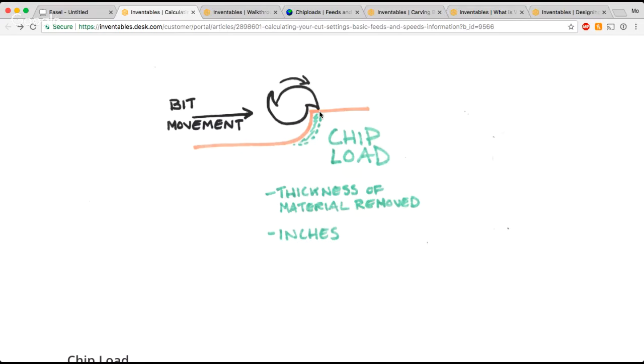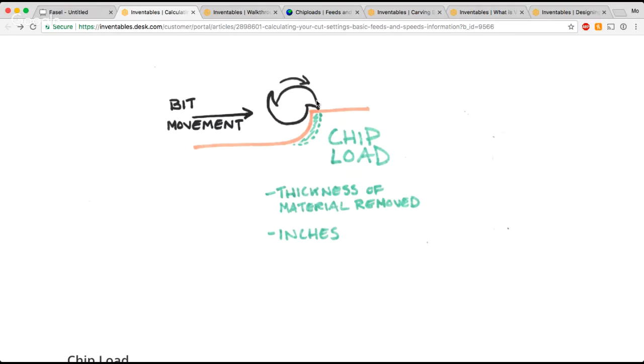Chip load is interesting because this little piece of wood or metal or plastic that you're carving is a direct outcome of your feed rate, your spindle speed, and the number of flutes on your cutting tool. So this chip is determined by how quickly your machine is moving across the surface of your material, that's your feed rate; how quickly your bit is rotating, that's your spindle speed or RPM; and how many flutes are on your bit. In this case, there are 2 flutes on your bit.